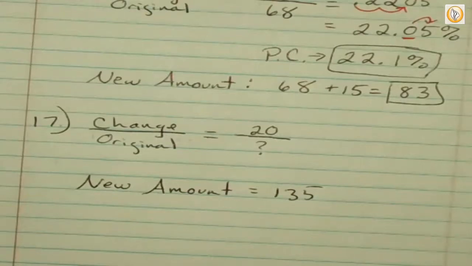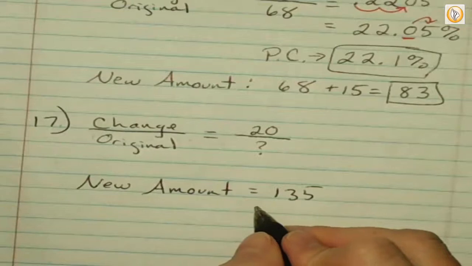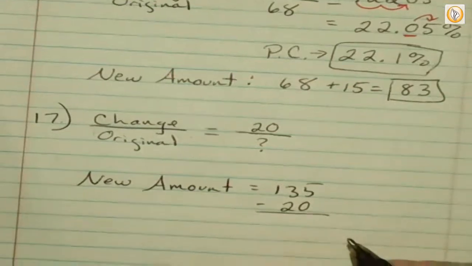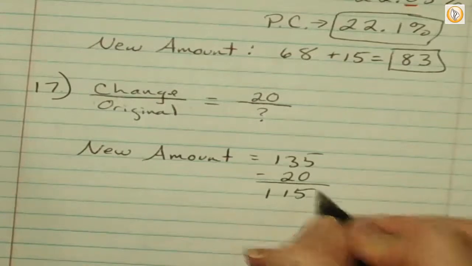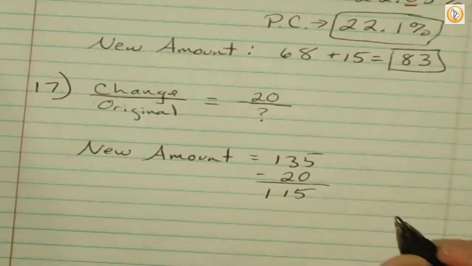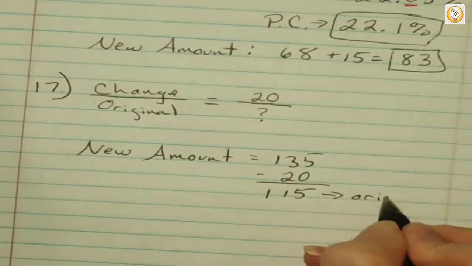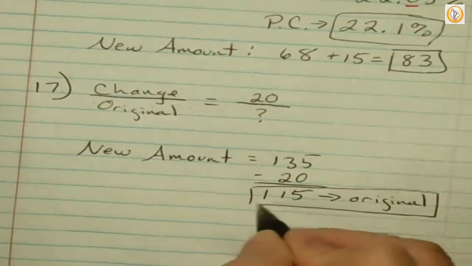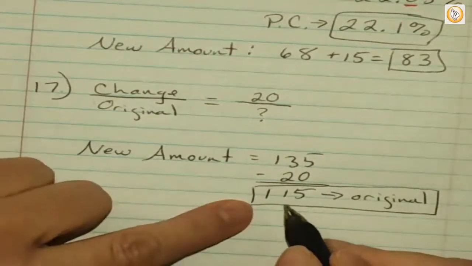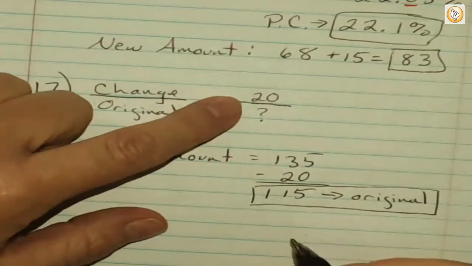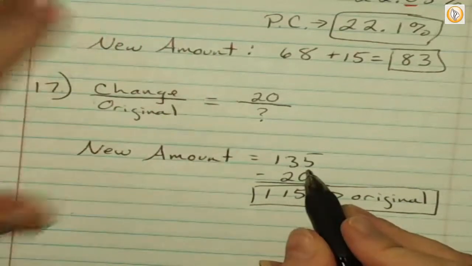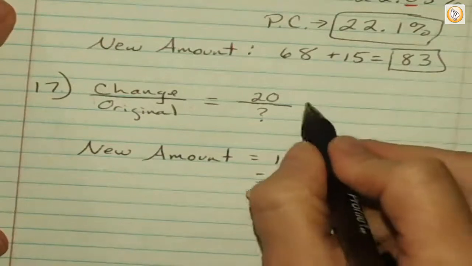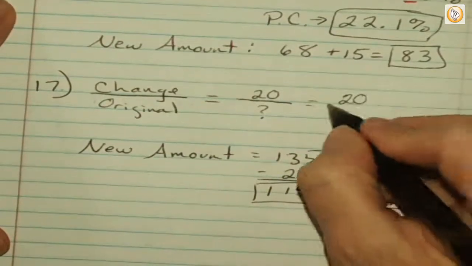Anyone want to figure it out besides chat? Morgan? 115. How did you know that? Because I subtracted 20. If you subtract the change from the new amount, you get 115. So that is your original. If you go back and look, if you take 115, add 20, you get 135. So now we can go back over here and plug it in.